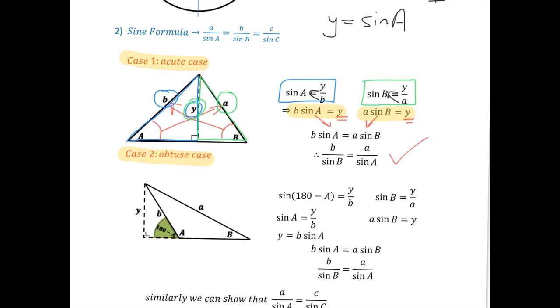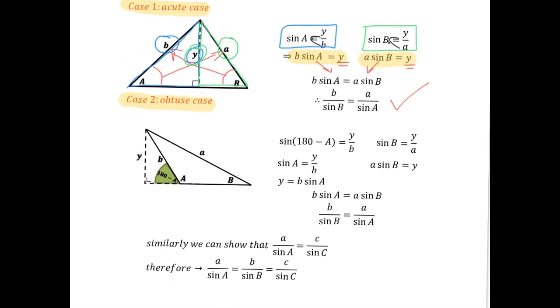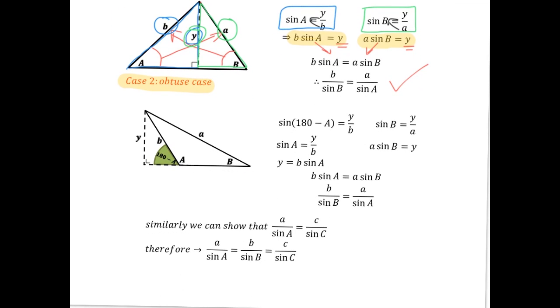Now the second case we have to consider is the obtuse case, where instead of the vertical height y being inside the triangle, it is outside the triangle here instead. So for this, we're going to be drawing our angle B and an angle A here, and since we have a straight line along here, that means this angle here, highlighted in green, is 180 degrees minus this angle A here.